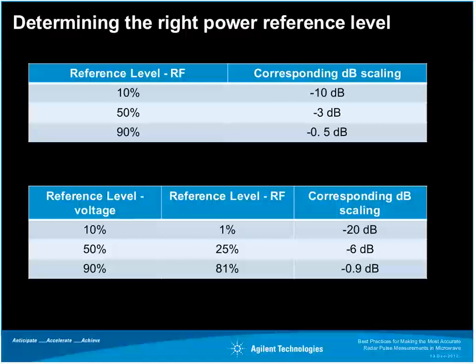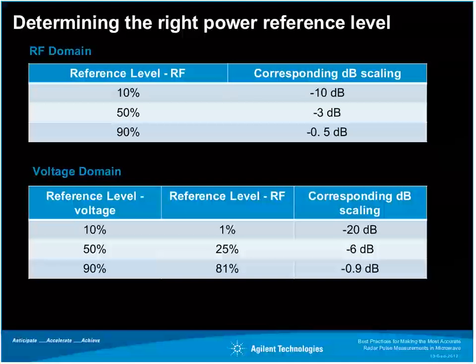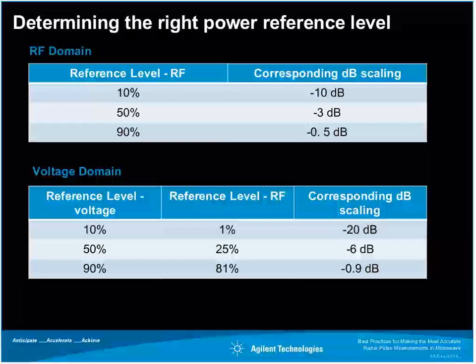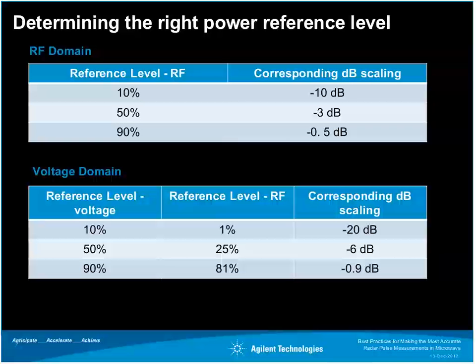However, occasionally, you may hear that 1%, 25%, and 81% are used as the reference levels. This is because most of the timing in a radar system is derived in the voltage domain for the time between control pulses. When we measure the RF signal that is modulated by these voltages, the 10%, 50%, and 90% in the voltage domain must be scaled accordingly, and this is mapped to 1%, 25%, and 81% in the power domain, since power is proportional to the voltage squared.